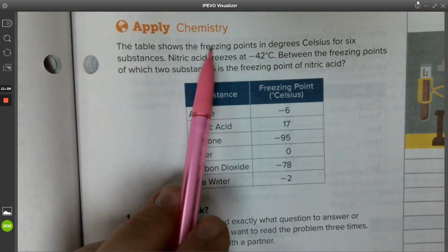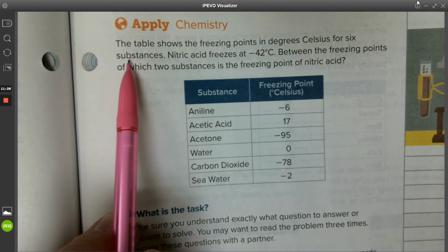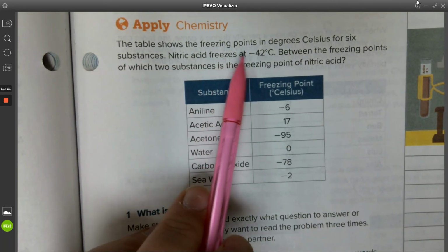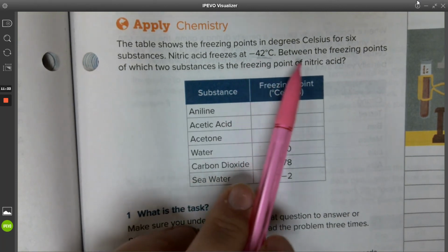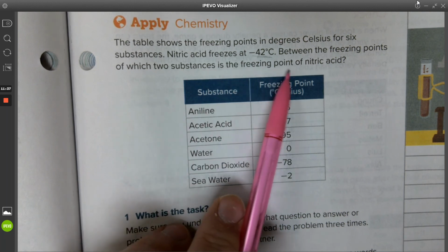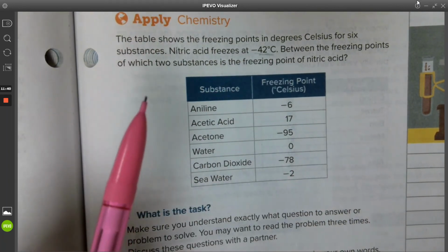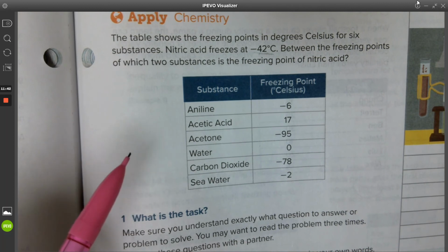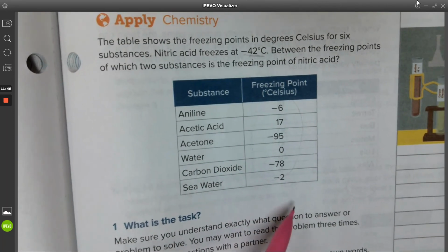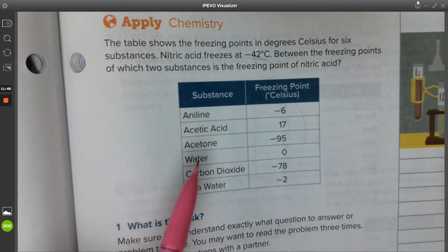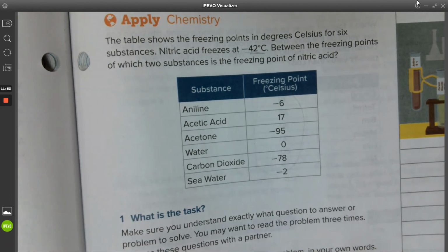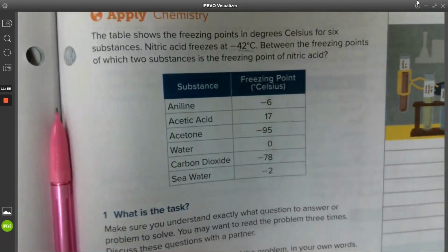So here we go. The table shows the freezing point in degrees Celsius for 6 substances. This is our apply problem. Nitric acid freezes at negative 42 degrees Celsius. Between the freezing points of which two substances is the freezing point of nitric acid? So what you might want to do in this case is list this out least to greatest, and then you would figure out between which 2 points negative 42 would fall. That would be your apply question for today.